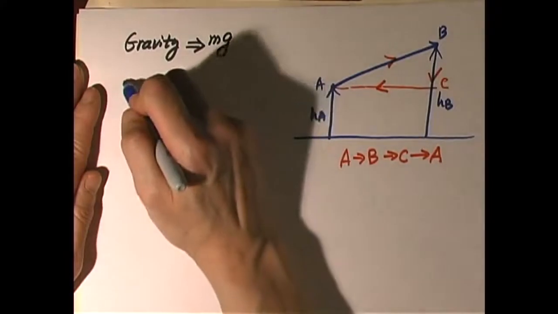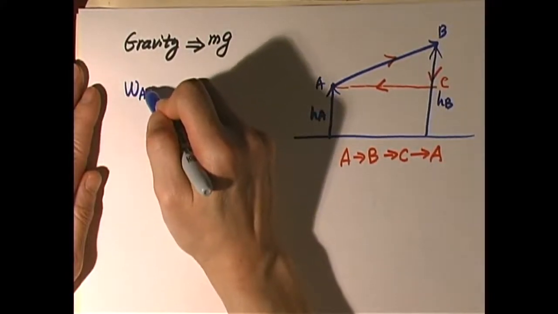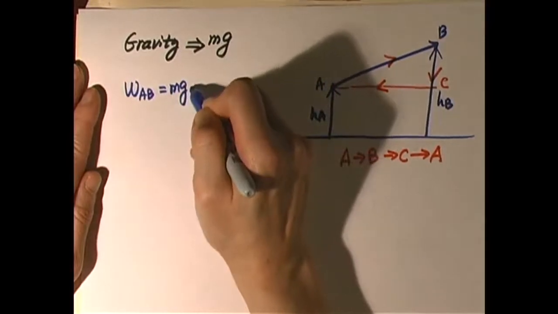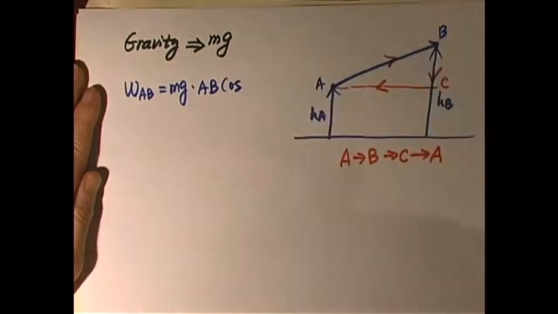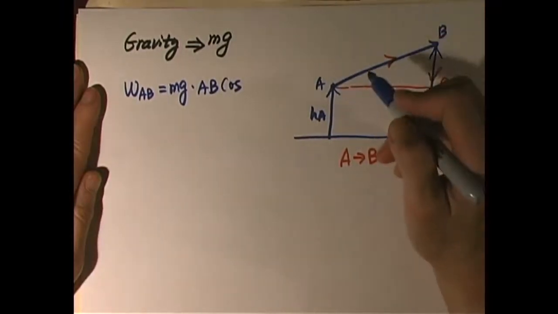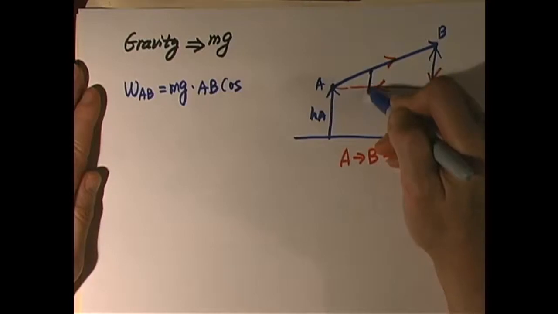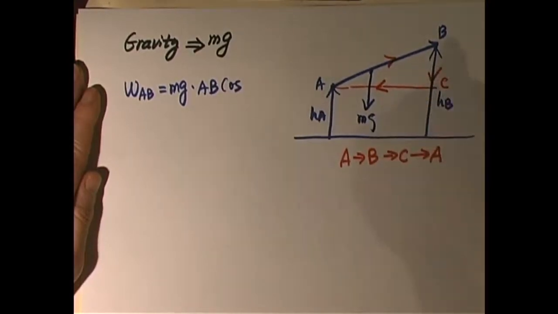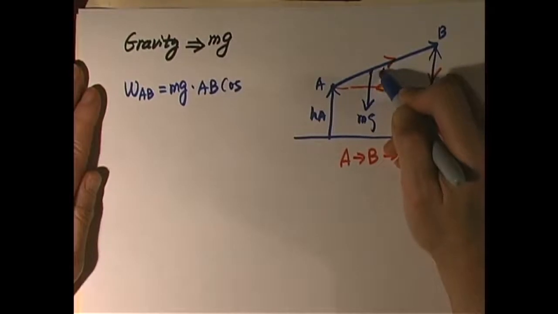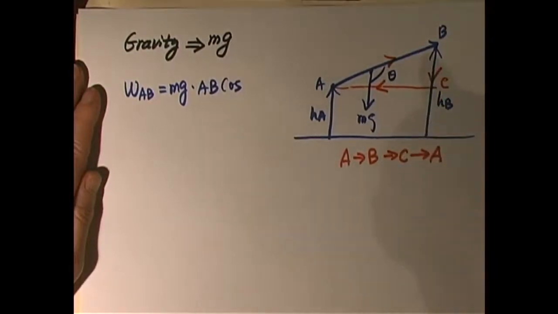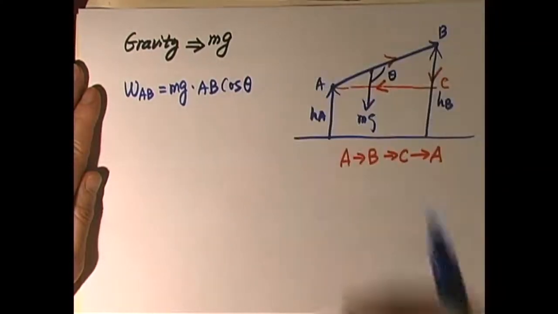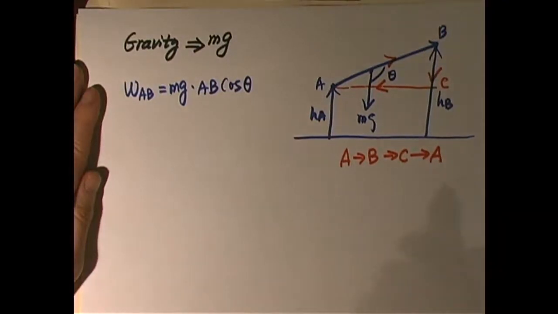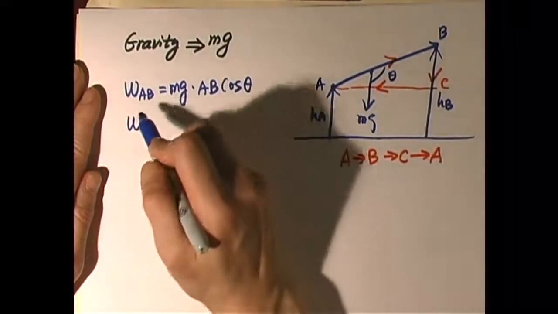So we say, okay, the work done by gravity from A to B equals force times displacement, where the displacement is AB, times the cosine of the angle. What is the angle between A to B and gravity? Gravity is always down. Let's call that angle theta, so we have cosine of theta. Then we have the work done from B to C.